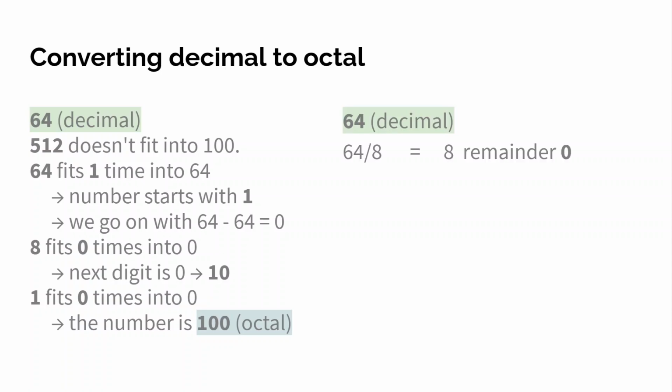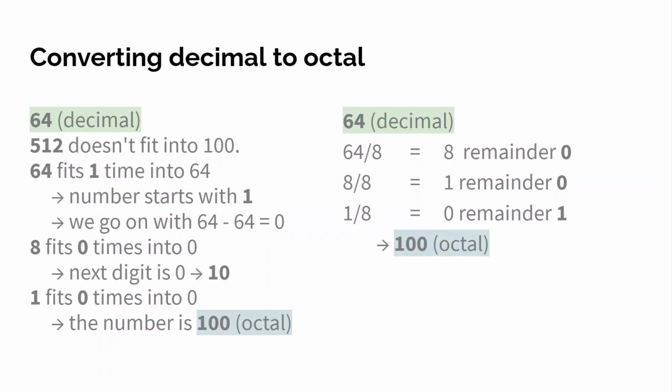Let's do the other method. If we divide 64 by 8, we get 8 with a remainder of 0, because 8 times 8 is 64. We go on with the 8. 8 divided by 8 is 1 with a remainder of 0. We go on with the 1. 1 divided by 8 is 0 with a remainder of 1. Again, if we take it from bottom to top, we get 100 octal. So it actually works, isn't that great?